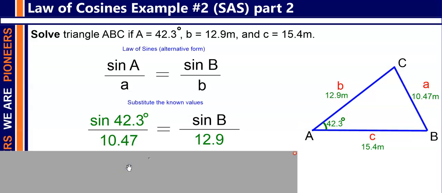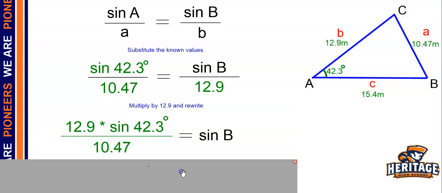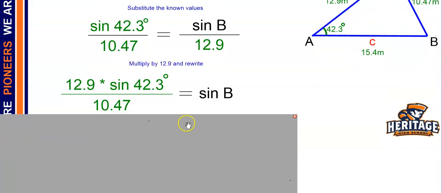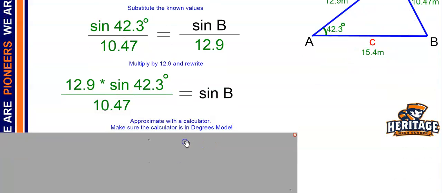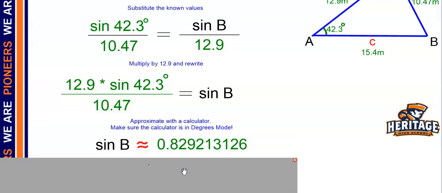Sine A and side A is our complete pair, so we have one complete fraction. The other one is what we were looking for, angle B. Multiply both sides by 12.9, and you get that fraction. This is where you calculate it in your calculator, but make sure when you approximate it, it's in degrees mode. And we get that sine B is approximately equal to this long decimal number. However, we're not done because angle B is not completely by itself.